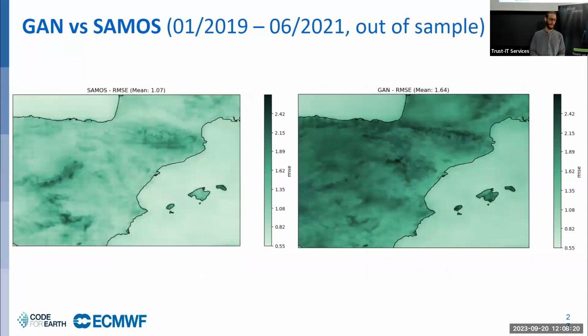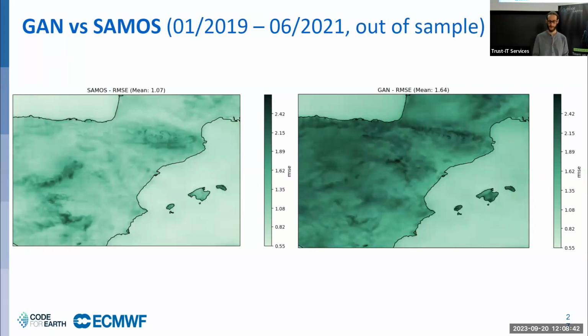If we compare SAMOS and GAN across the whole out of sample validation period, which was from 2019 to the middle of 2021, we can again see, also in the error metrics and RMSE, that we have those spatial structures. We have especially larger errors in mountainous regions.